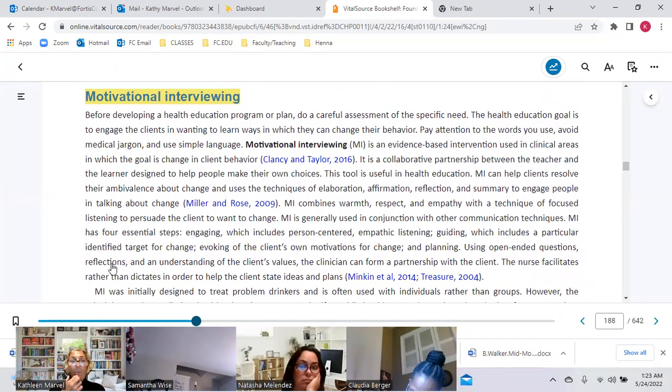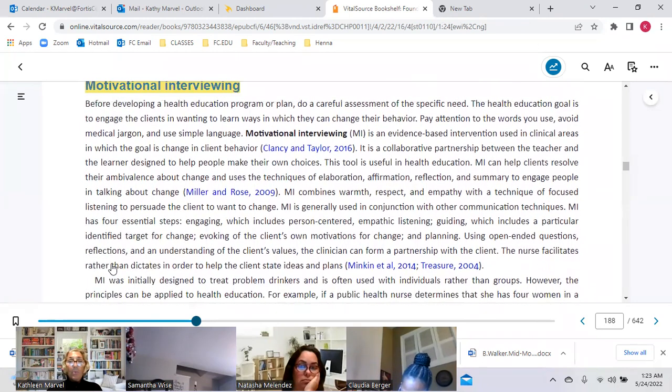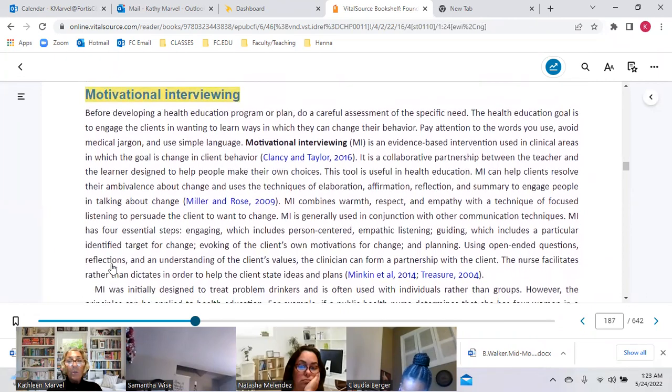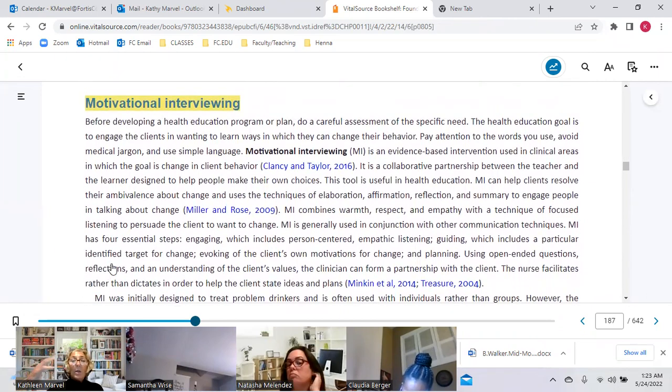And then motivational interviewing is the last in the process. Motivational interviewing is doing an assessment of what the specific need is. The health education goal is to engage the clients in wanting to learn ways in which they can change their behavior.